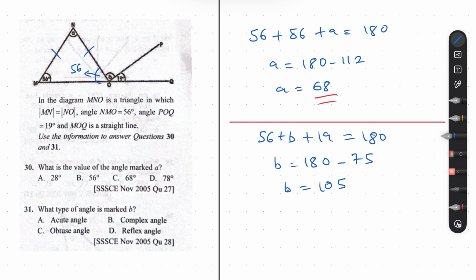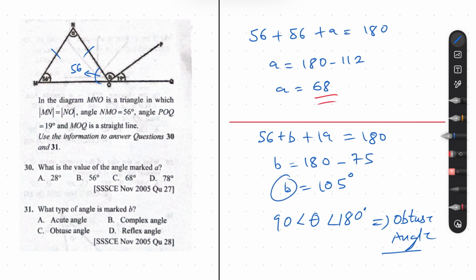Now 105 is greater than 90 but also less than 180. And any angle that is greater than 90 and less than 180 is an obtuse angle. So B is an obtuse angle, which is C.